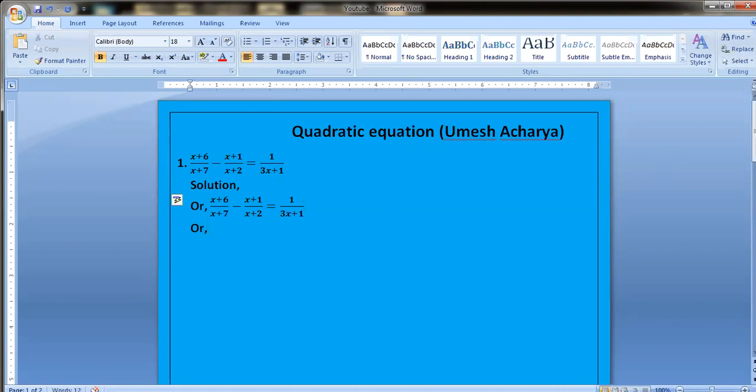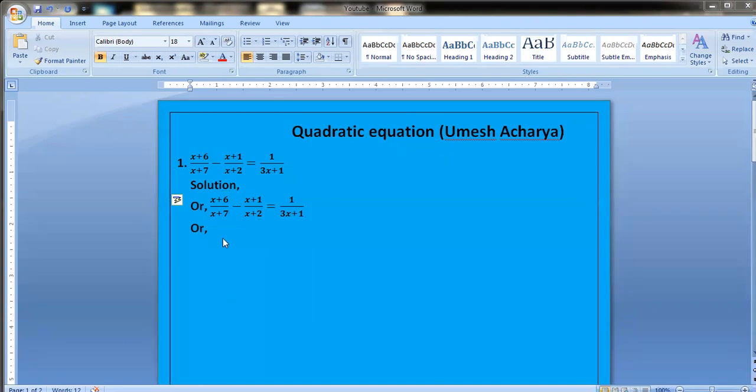To change this to standard form, we can see in this equation there are two fractions in the LHS. There are two rational fractions, (x+6)/(x+7) and (x+1)/(x+2). So we can take the LCM of these two rational fractions so that we can get a quadratic equation from there. So let us take the LCM.